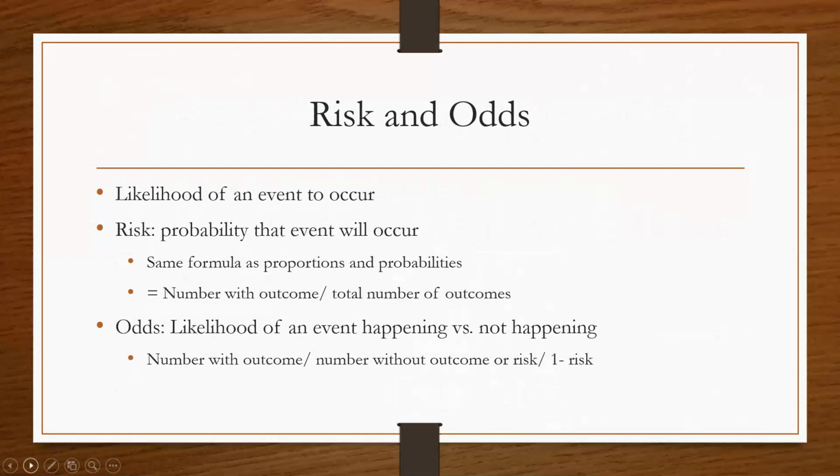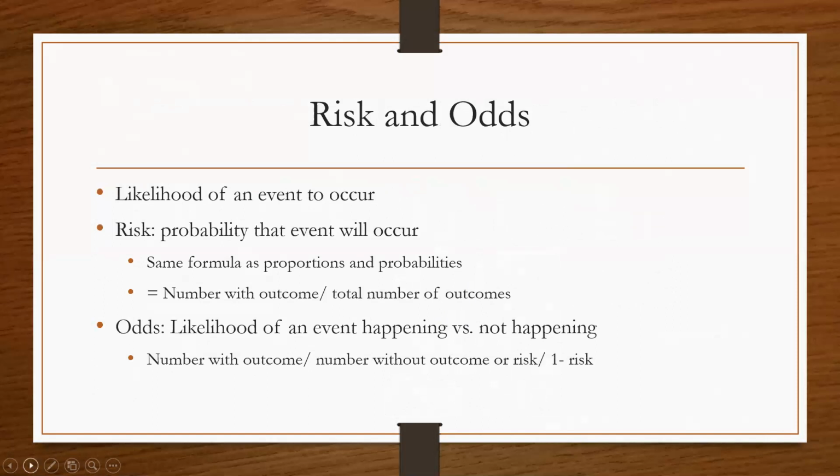All right, so moving on to some other fun stuff, we have risk and odds. Both of them are just questioning the likelihood of an event to occur. So the risk is the probability that the event will occur. Same formula as proportions and probabilities. It's just the number of the outcomes over the total number of outcomes.